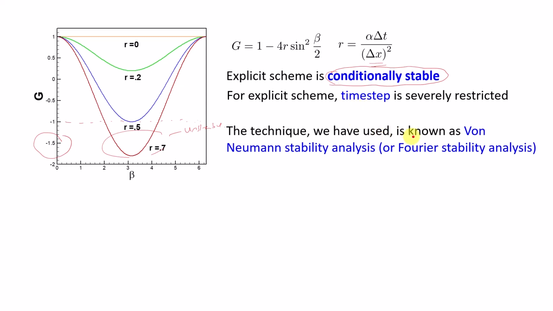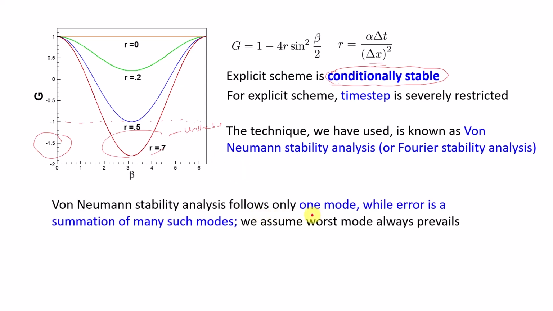This kind of technique is known as von Neumann technique or Fourier stability analysis, although this kind of approach was first shown by Nicholson, who was working to improve the explicit method. She understood the problem of the explicit method and she derived a new method, which is the Crank-Nicholson method. We will come to that later. That is a very, very efficient method as compared to the explicit.